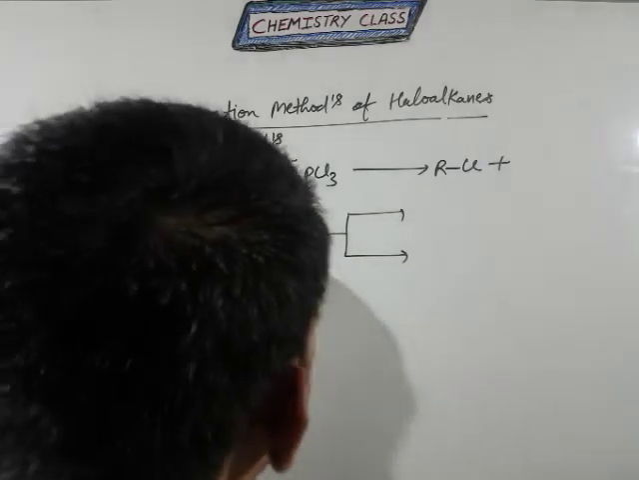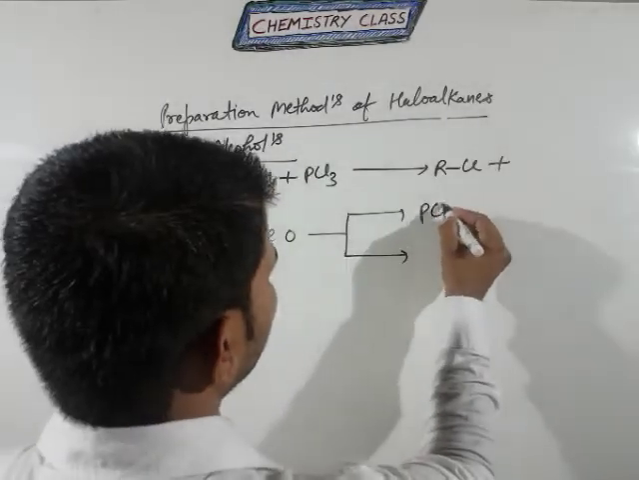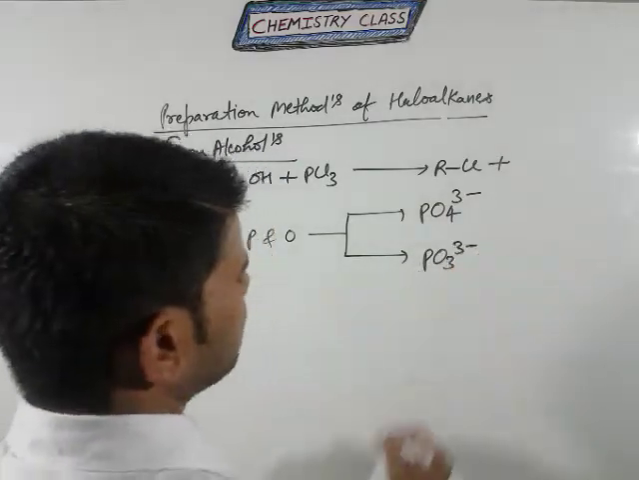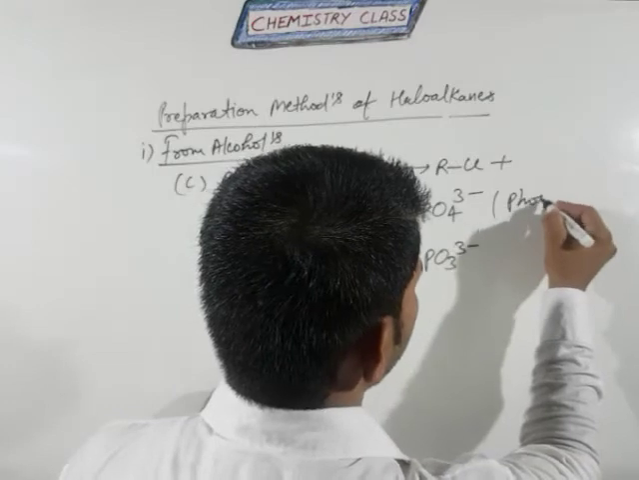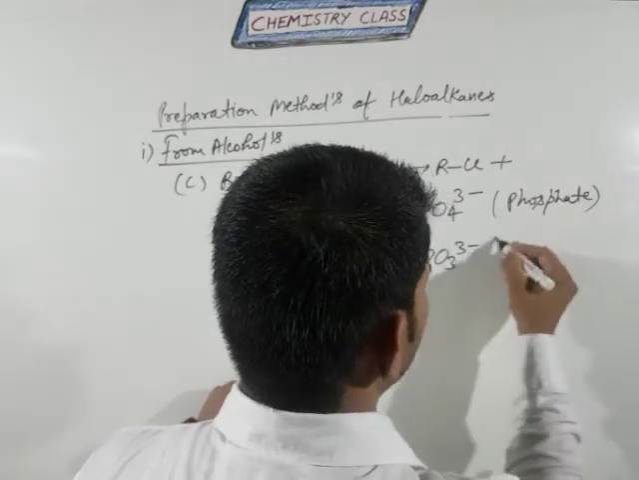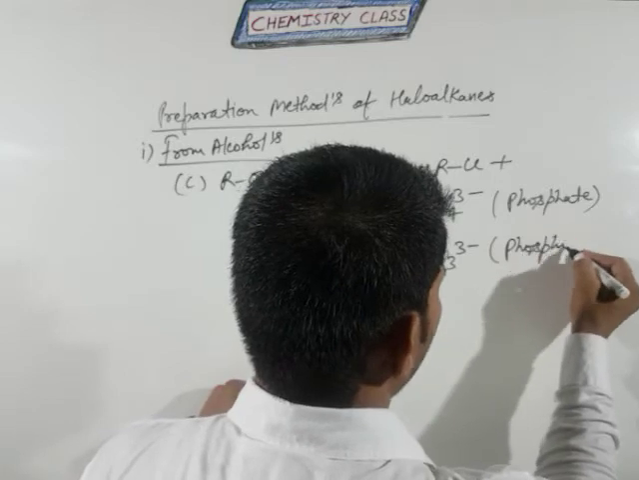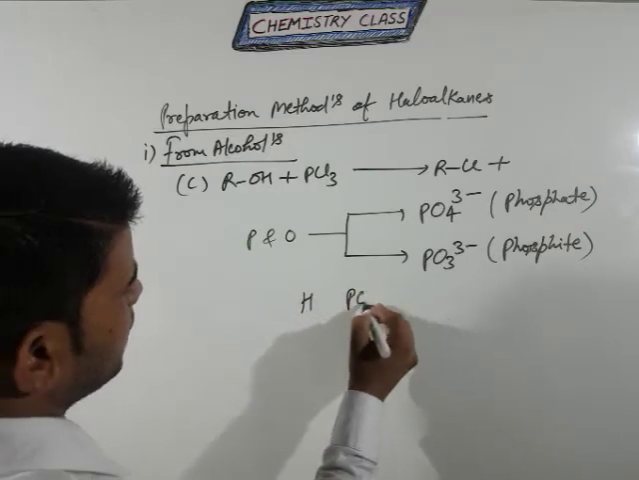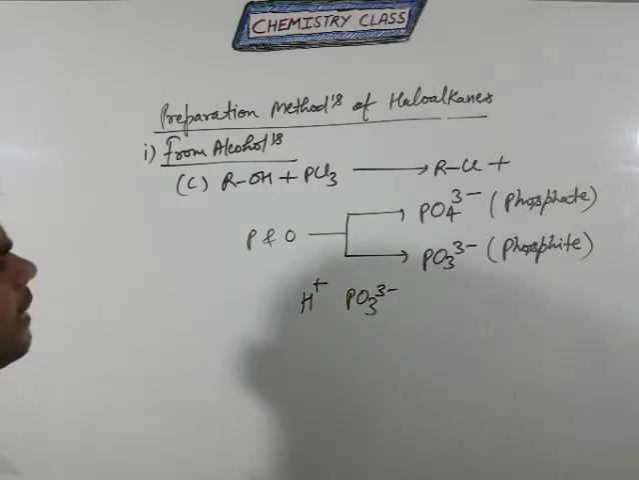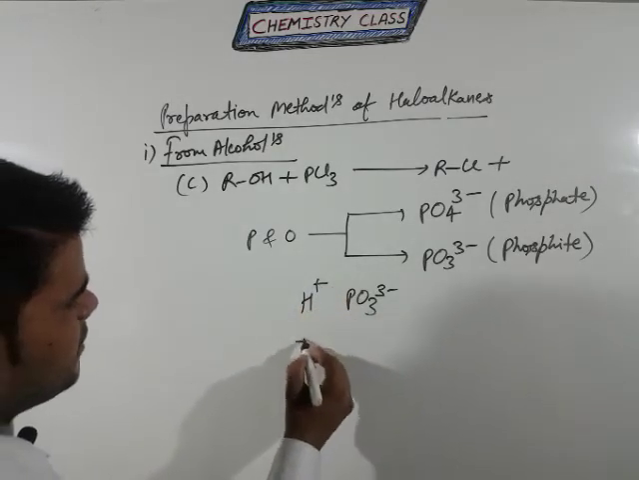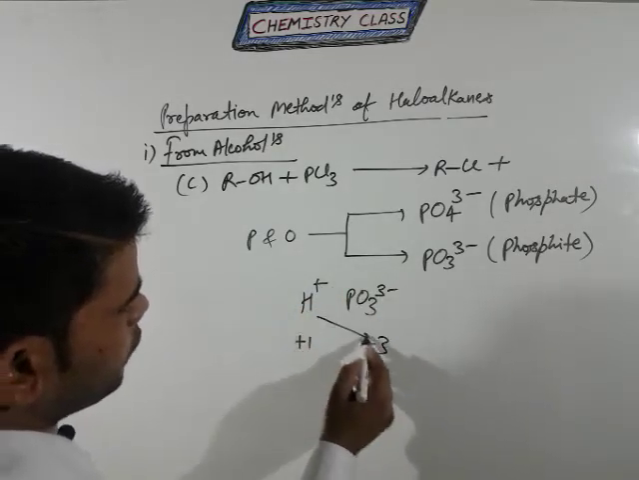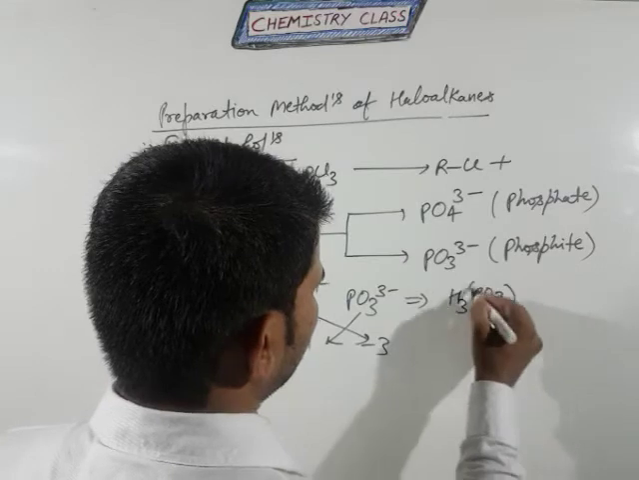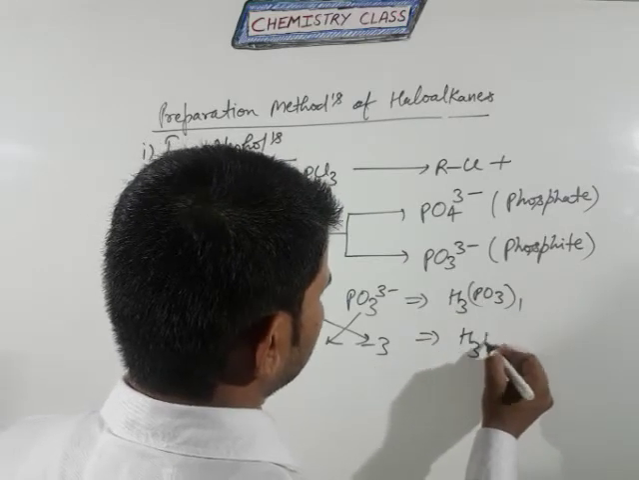If phosphorus and oxygen are there, two possibilities form, like PO4 3 negative and PO3 3 negative. This name is phosphate and the other one is phosphite. Clear? If we combine hydrogen with this phosphite, because the hydrogen charge is +1 and here the charge is -3, if you cross multiply you get H3PO3. So normally you write H3PO3.